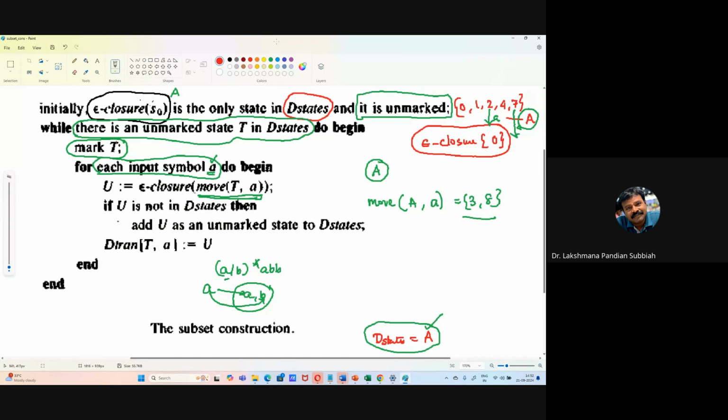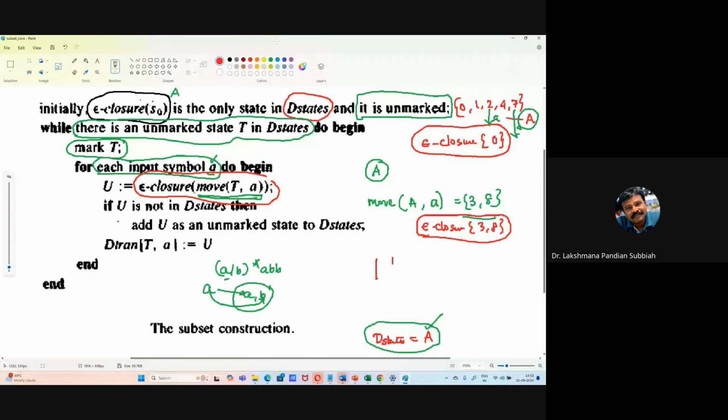Now this is the case. Epsilon closure of 3, 8. So we do that one. Now you have to find out epsilon closure of 3, 8. Right? So epsilon closure of 3, 8 we have to find out. This is the previous algorithm we are doing now. So from the 3, what are the epsilon closures? So how do you do that one?